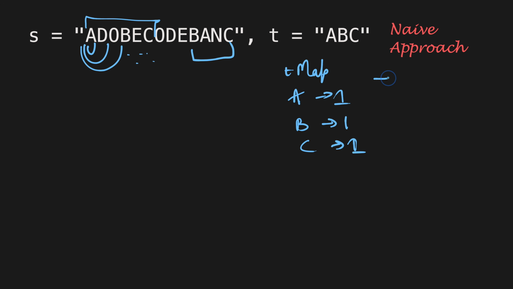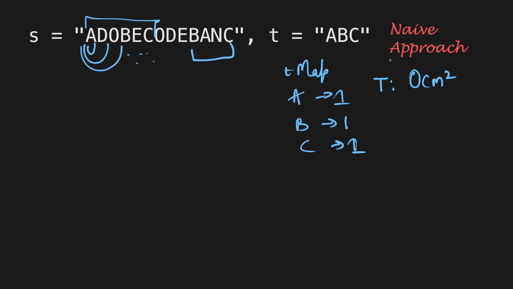But in terms of time complexity, generating all the possible substrings takes O of m square, where m is the length of the input string s, since we are running two nested loops. And then we have to check if it is a valid window. This involves counting the frequency of the characters in the window and then matching it with the frequency map from t. In the worst case, the substring will be proportional to the size of the original string.